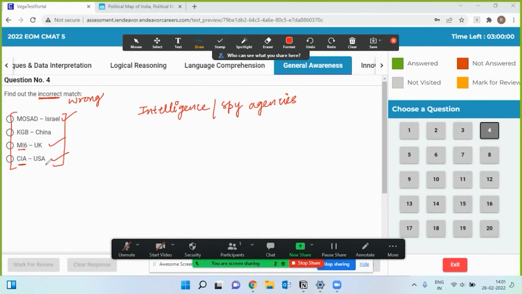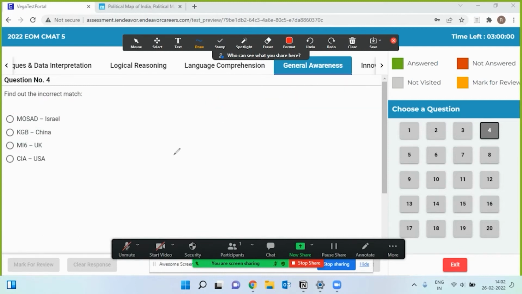Incorrect match is KGB, because KGB is not the spying agency of China, it is the spying agency of Russia. KGB is the intelligence agency or spying agency of Russia. Now here it is also important to know, in case of India, our spying agency is called RAW, Research and Analysis Wing. So these are the spying agencies of different countries, and because we have to find the incorrect match, this is the incorrect match. KGB is the spy agency of Russia. So this is question number 4.